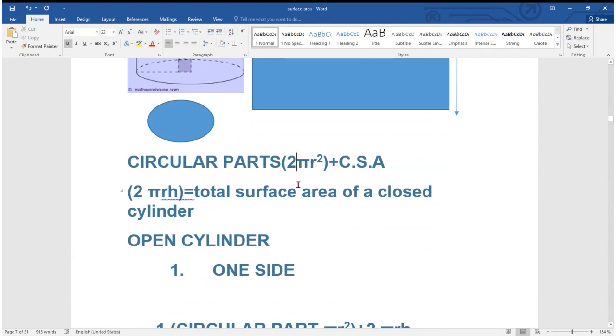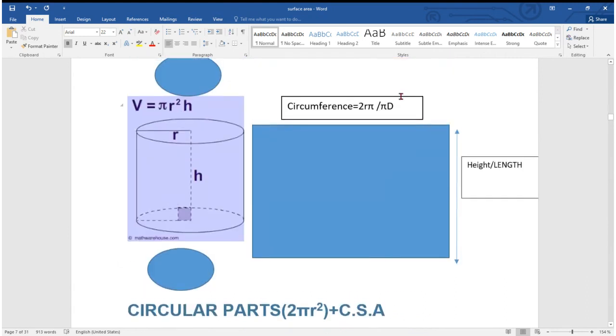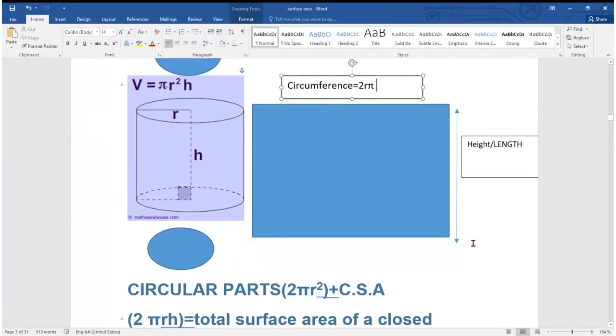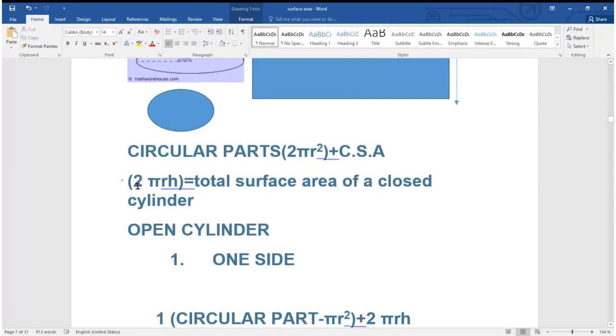How do you find the curved surface area? To find the circumference, we have said we are going to use the formula 2 pi r. So it is 2 pi r multiplied by the h, in our case here. In the other case, you multiply by the length, which is still the same. So you now add the curved surface area, which is 2 pi r h. Then you get the surface area of your closed cylinder.